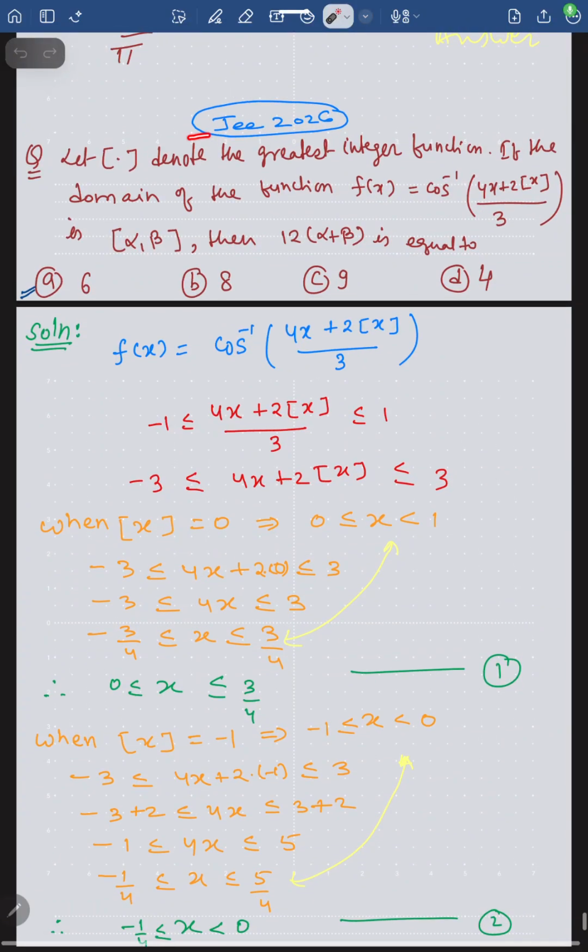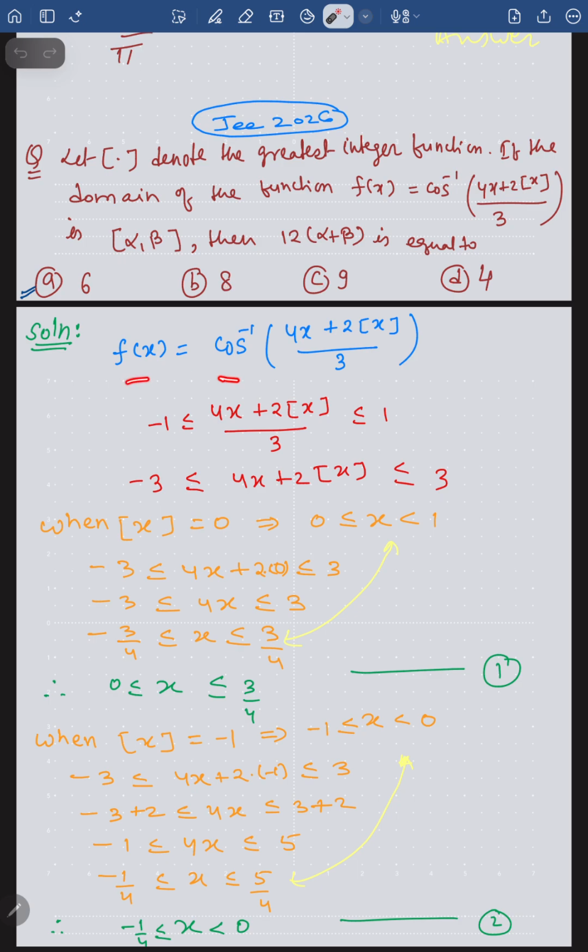This is a question from JEE 2026. Let [x] denote the greatest integer function. If the domain of the function f(x) = cos inverse of (4x + 2[x/3]) is the closed interval [alpha, beta], then 12 into (alpha + beta) is equal to? Options. You have to select one.